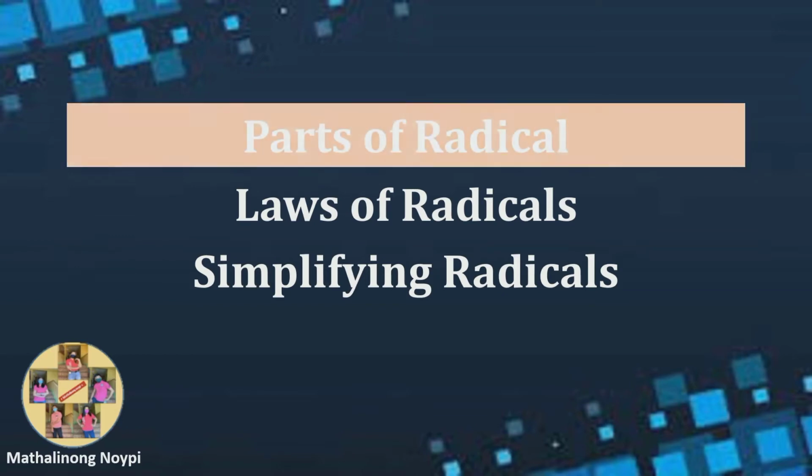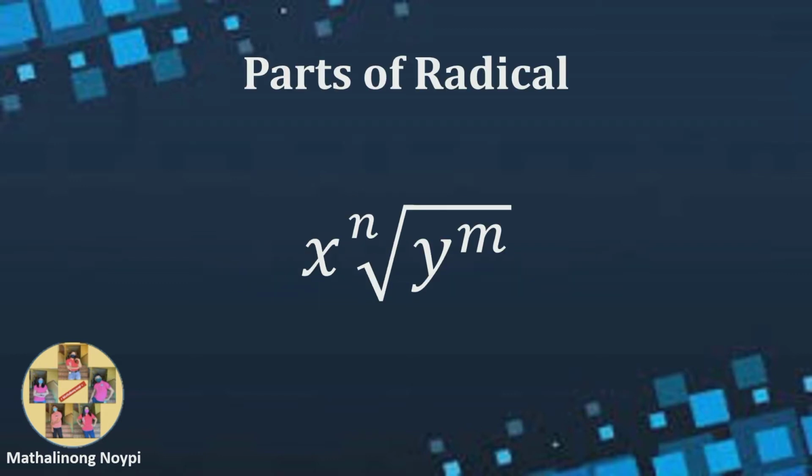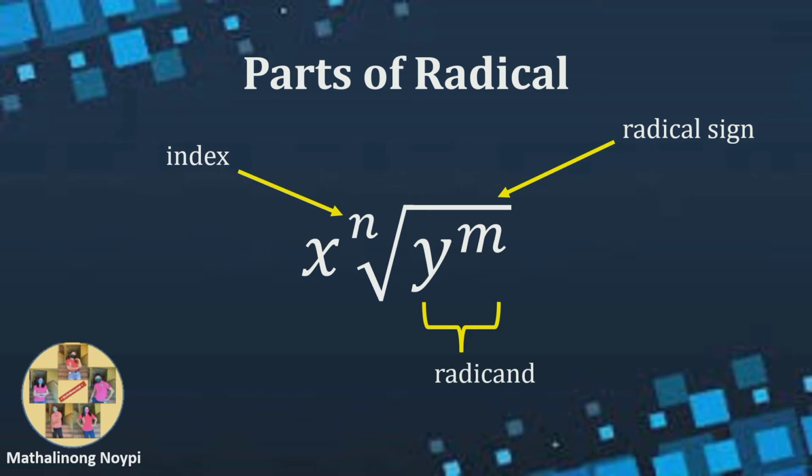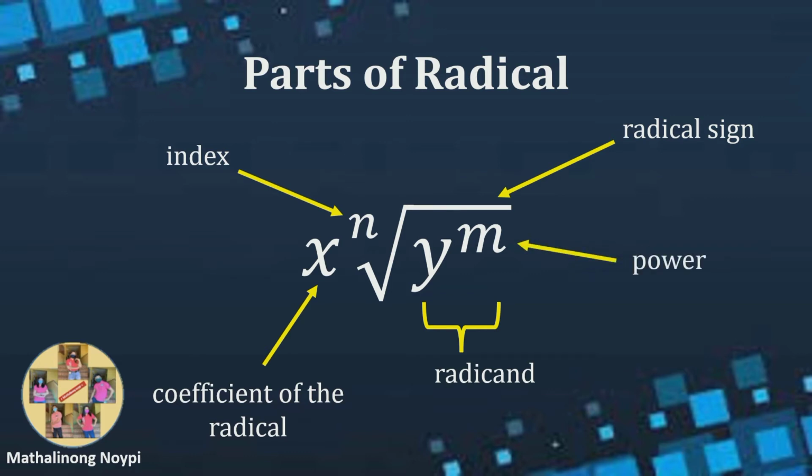Start our discussion, let's have first the parts of the radical. Now, let's identify the parts of the radical. We have the radical sign, the index represented by n or the order of the radical, the radicand represented by y raised to m or the number inside the radical sign, the coefficient of the radical represented by x or the number beside the radical sign, and power represented by m or the exponent of the radicand.